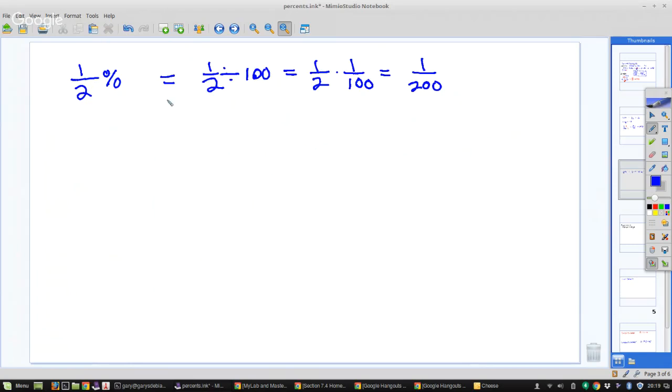I can do that as a decimal in a couple of ways. I could view 1/2 as 5/10, and then I have to divide by 100.